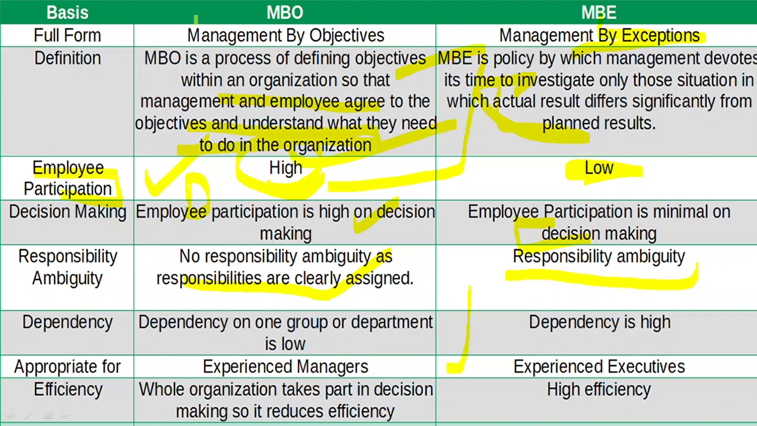MBO is appropriate for experienced managers, and MBE is appropriate for experienced executives. Now we have efficiency. The whole organization takes part in decision making in MBO, so it reduces efficiency, and there's high efficiency in MBE. So that is the difference between MBO and MBE, the two different management styles.